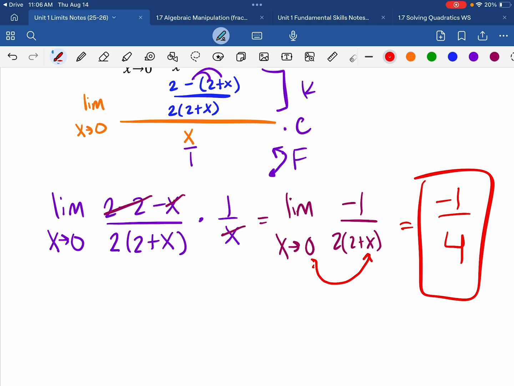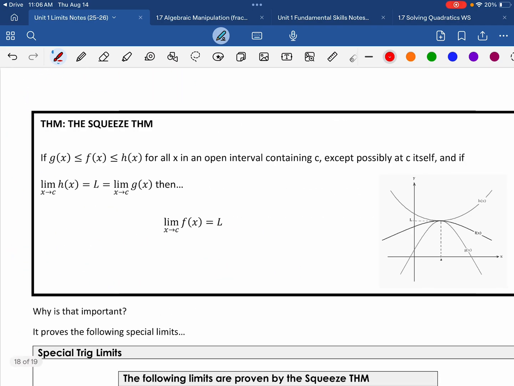Okay, fractions. We okay with the fractions? Now for squeeze theorem.